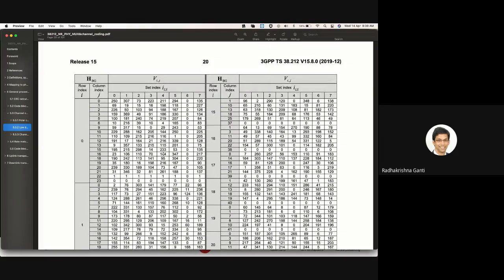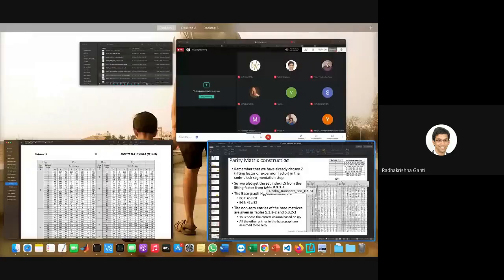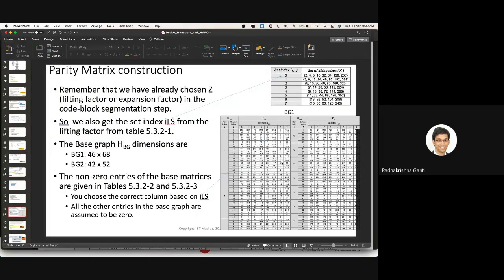Let's finish this slide and then I'll explain. So you can choose the correct column based on the ILS, and from there you know all the non-zero elements of your base graph matrix.